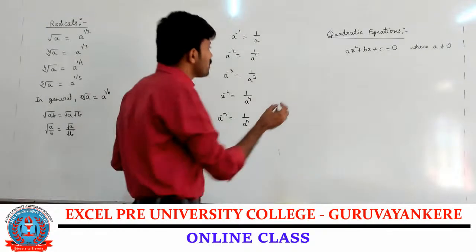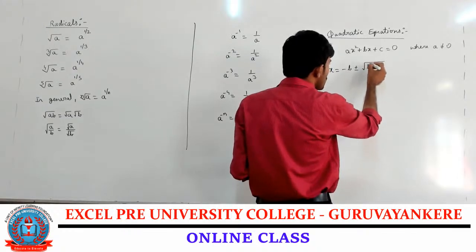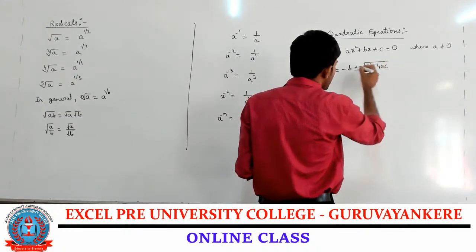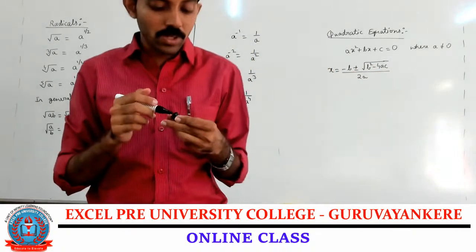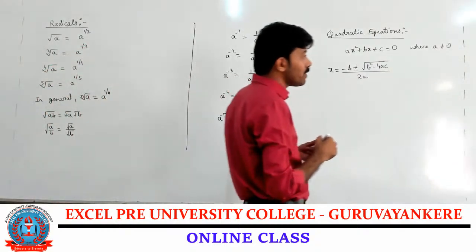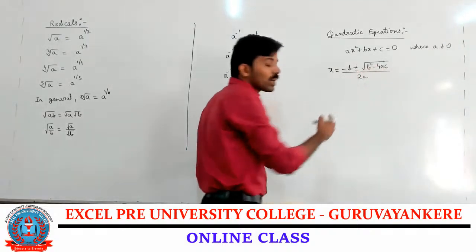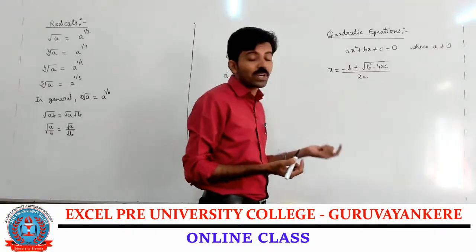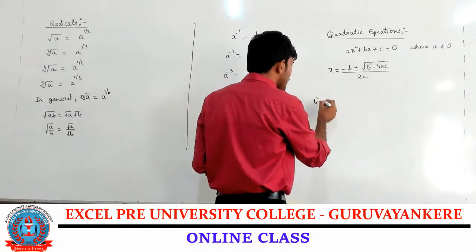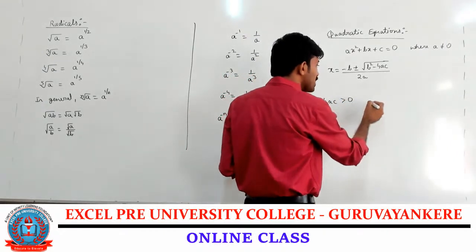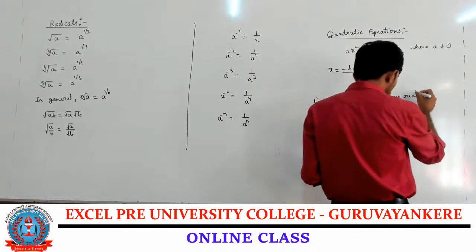The formula method is given by x equal to minus b plus or minus square root of b squared minus 4ac, divided by 2a. This is the formula method. You know this b square minus 4ac is called the discriminant. If b square minus 4ac is positive, roots are real and distinct.